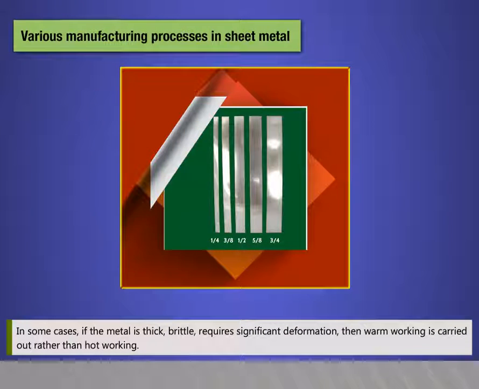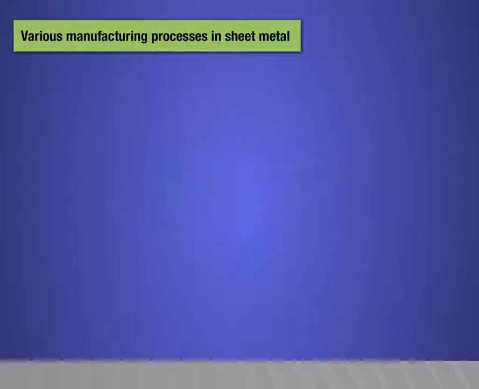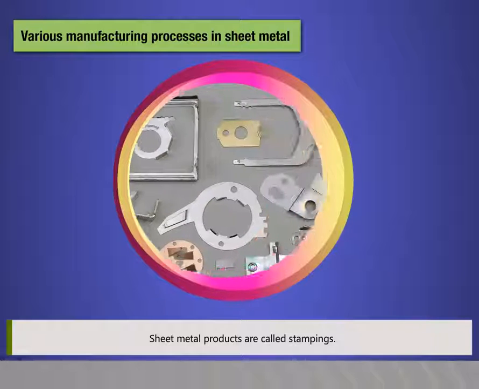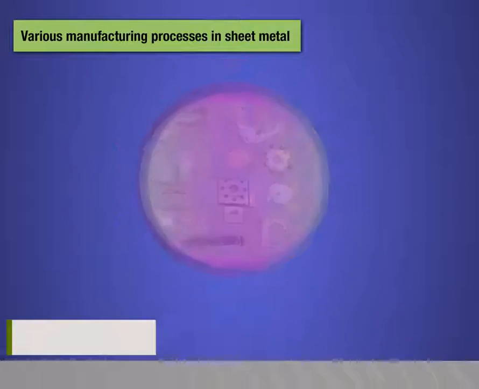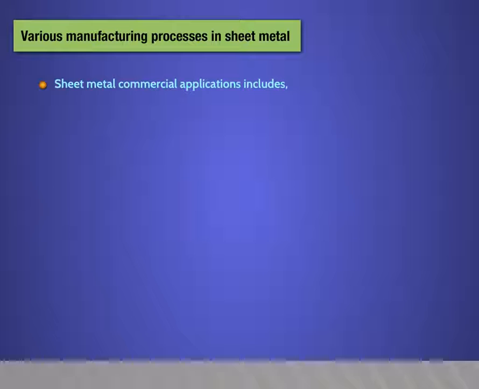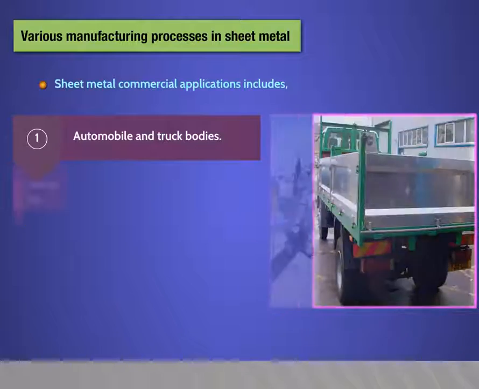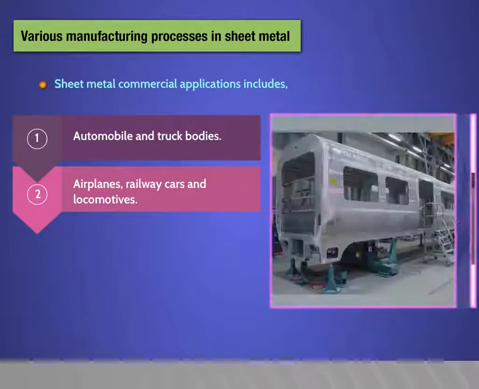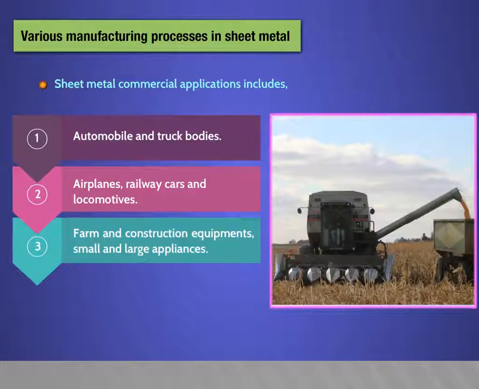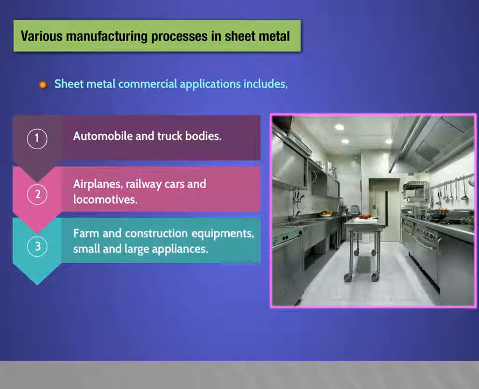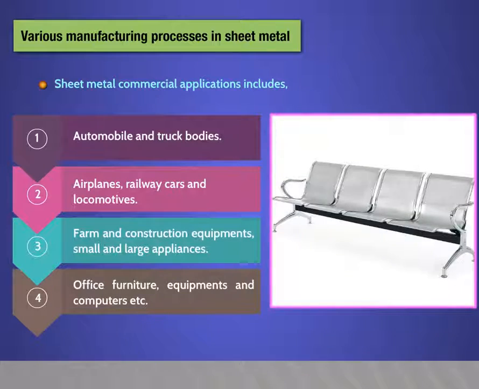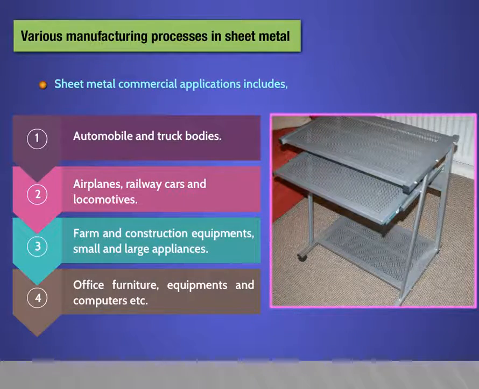In some cases, if the metal is thick, brittle, or requires significant deformation, then warm working is carried out rather than hot working. Sheet metal products are called stampings. Sheet metal commercial applications include automobile and truck bodies, airplanes, railway cars and locomotives, farm and construction equipment, small and large appliances, office furniture, equipment and computers, etc.